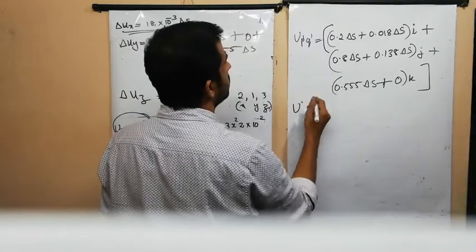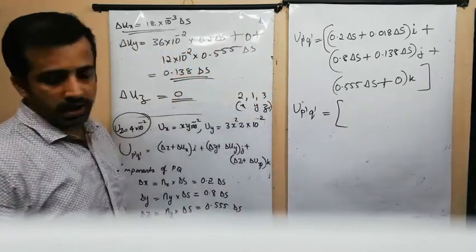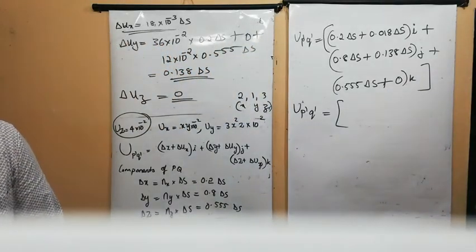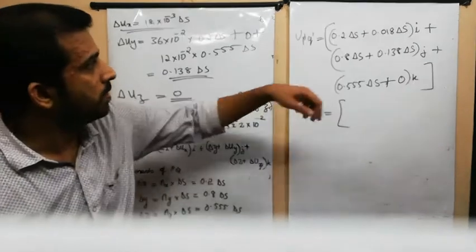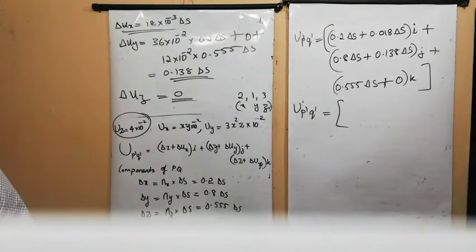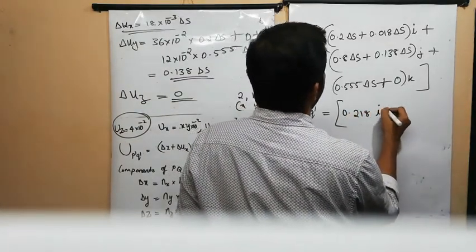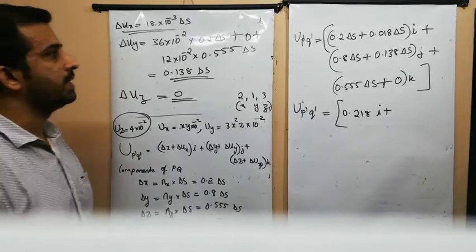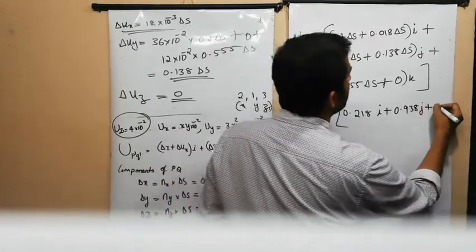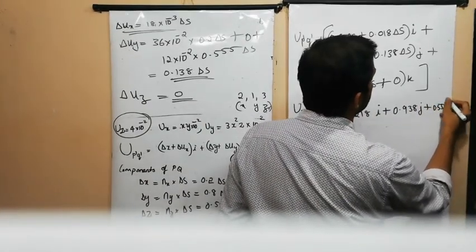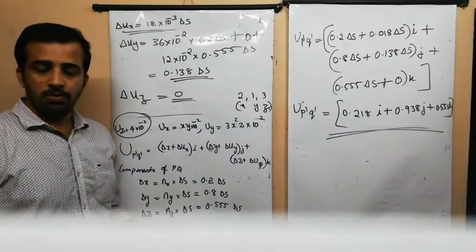We can make the final answer. The displacement field of P dash Q dash is equal to 0.2 plus 0.018, that is 0.218 I plus 0.938 J plus 0.555 K. So this will be the final answer for P dash Q dash. Okay, now we can go to another problem.